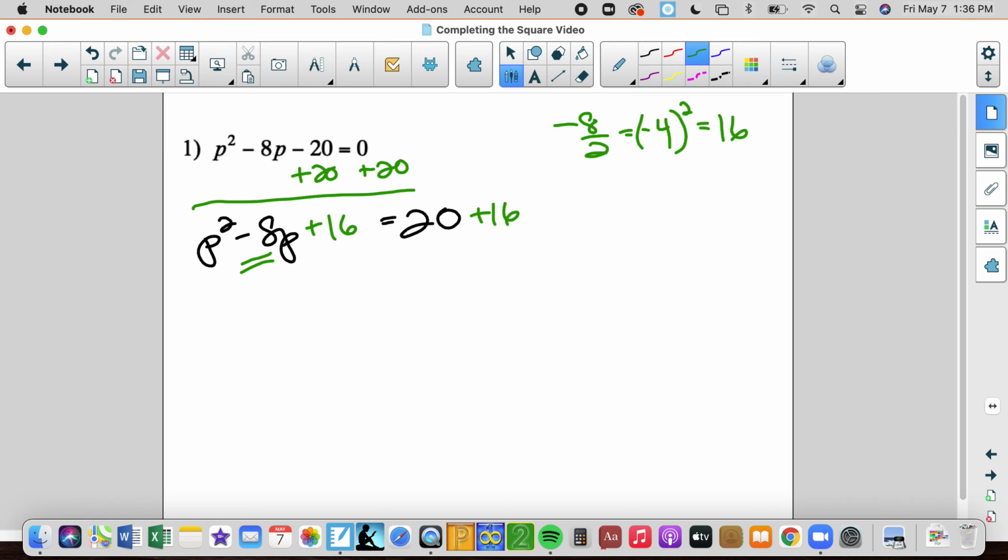And we need to remember that what we do on one side, we have to do to the other. So this is now a binomial square on the left side, so I can write it as a binomial square. Remember, this value is always going to come from here. It's going to be half of my b value, equals 36.